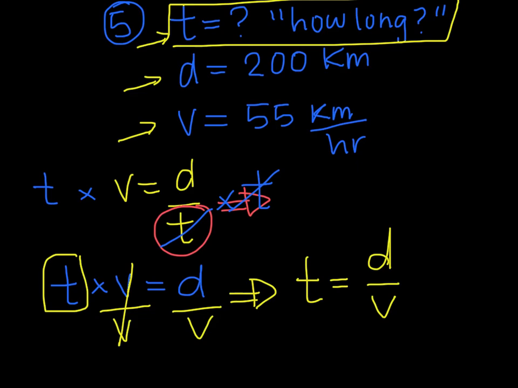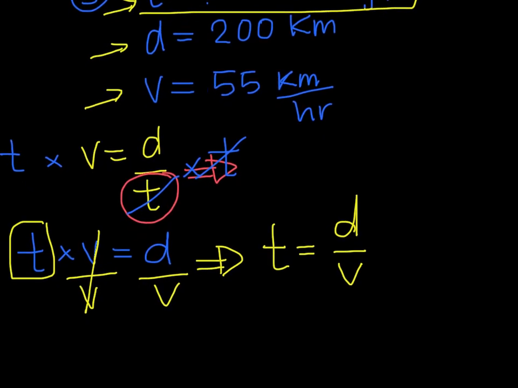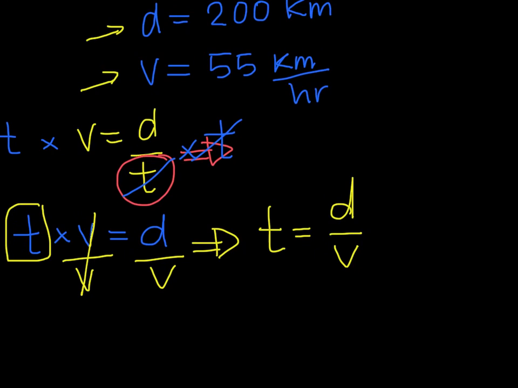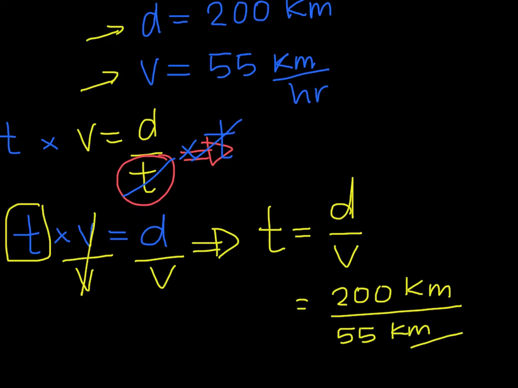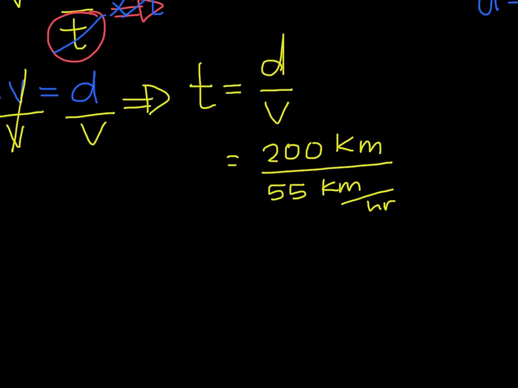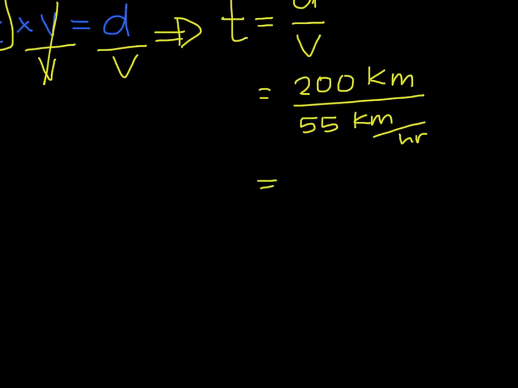So now all we have to do is plug in our numbers. Remember, we have 200 kilometers divided by 55 kilometers per hour. Well, all you have to do now is divide that, and that is 3.64. Kilometers and kilometers cancel, so it's going to be hours.